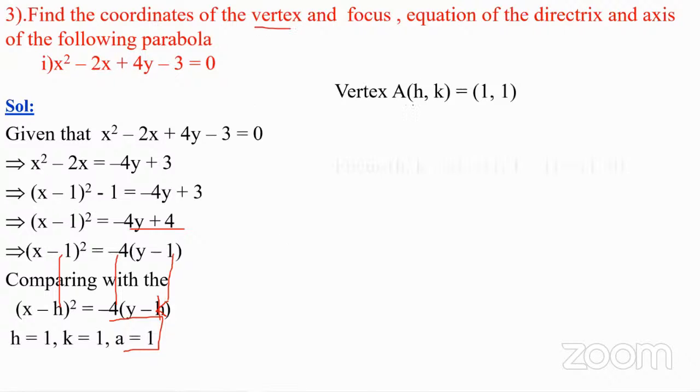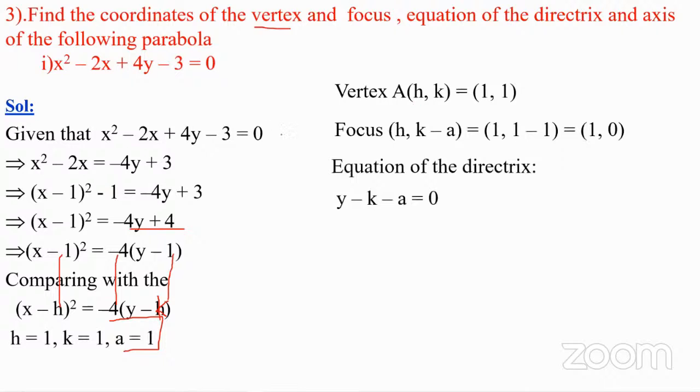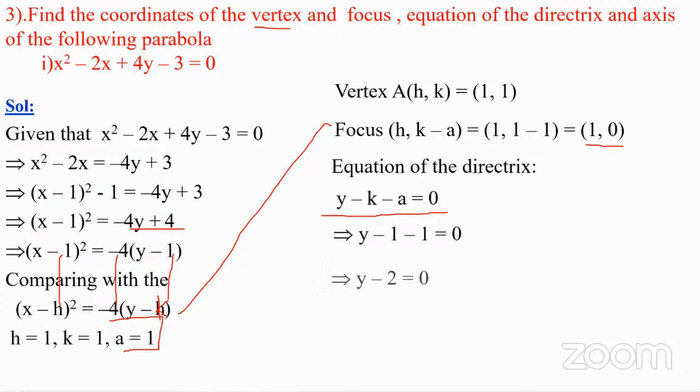The vertex is (h, k), that is nothing but (1, 1). And the focus is (h, k minus a), that is (1, 1 minus 1), which is nothing but (1, 0). The equation of the directrix is y minus k minus a equal to 0. Substituting, y minus 1 minus 1 equal to 0, then you will get y minus 2 equal to 0. This is the equation of the directrix.